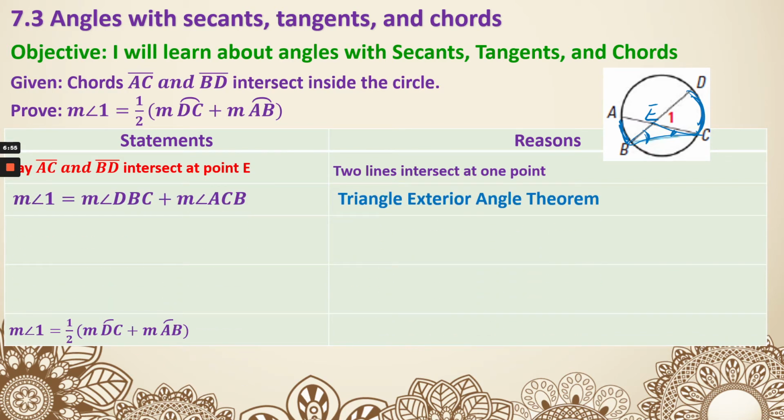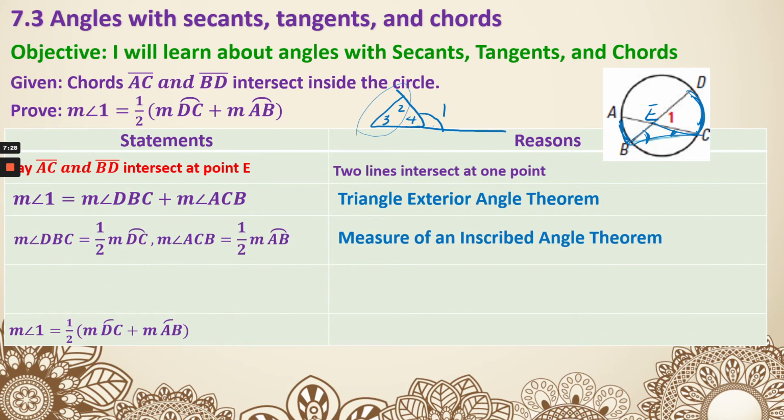Angle 1 is the same as angle DBC plus angle ACB. If you forgot, it's basically saying if we have a triangle, this angle outside, like angle 1, is going to be the sum of the other two angles added together. Which makes sense because 2, 3, and this 4 add up to 180, and 1 and 4 add up to 180. If you just do substitution, 1 is the same as 2 and 3. So that's the triangle exterior angle theorem. And that's our second step in the proof.